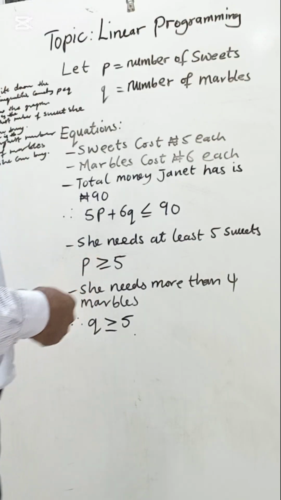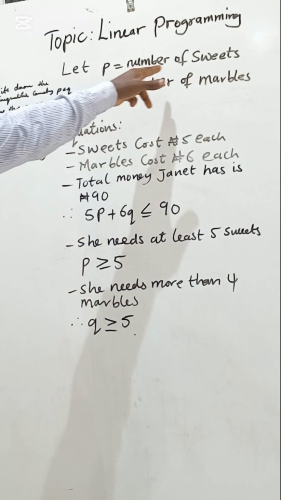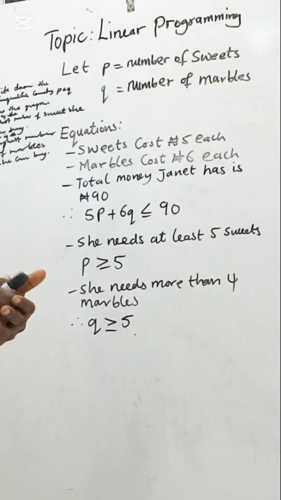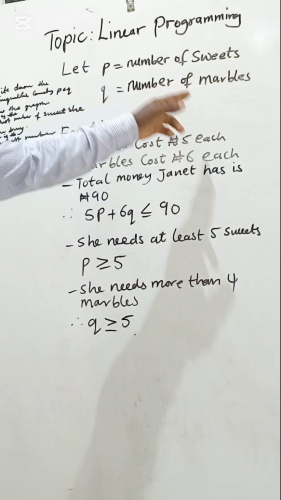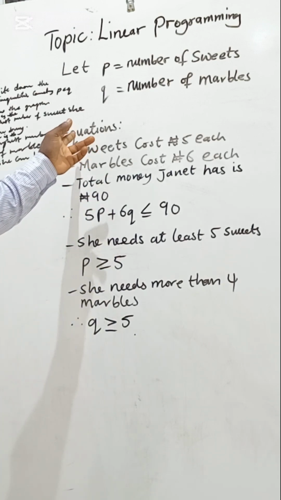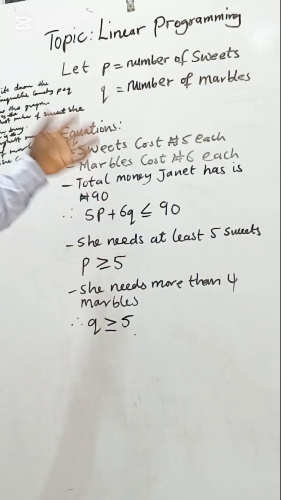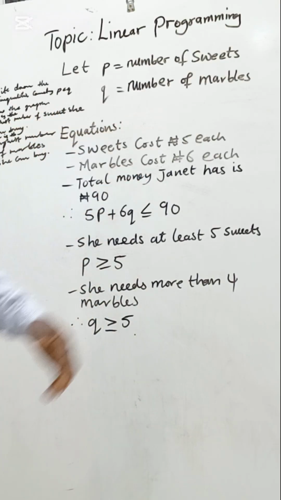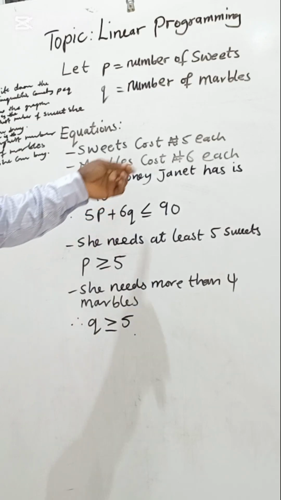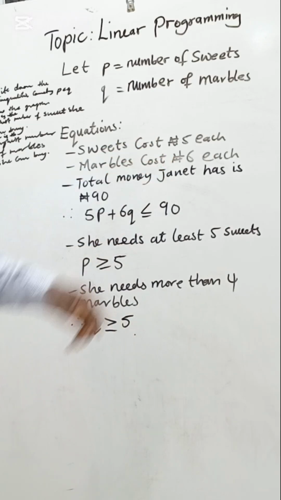Let's do it together. Now, from the question, P is equal to the number of sweets. Q is equal to the number of marbles. The inequality equations from the question: sweets cost 5 naira each, marbles cost 6 naira each, while the total money Janet has is 90 naira.